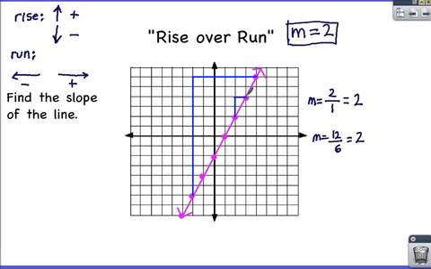Notice how if I were to start from this point and go to this point, I should still get the same answer. We just need to be careful when it comes to the negative numbers. So to show you, I would actually be running -1 because I'm moving to the left and our run is in our denominator, and our rise would be -2 because we're going down. -2 over -1 is still +2.